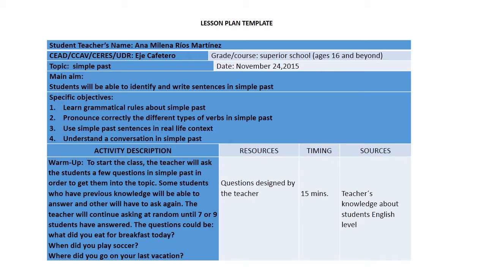First, to start the class, the teacher has to introduce the topic to the students, and this is done with a warm-up. The warm-up for this lesson is for the teacher to ask the students a few questions in simple past in order to get them into the topic. Some students who have previous knowledge will be able to answer, and others will have to ask again. The teacher will continue asking at random until 7 or 9 students, depending on the number of the students in the class, have answered.